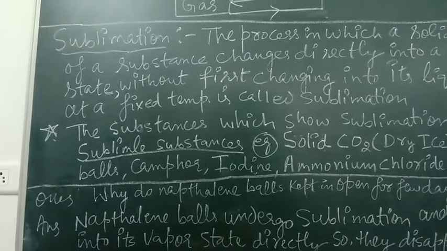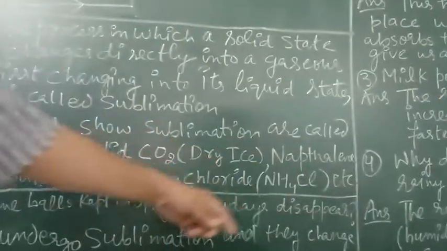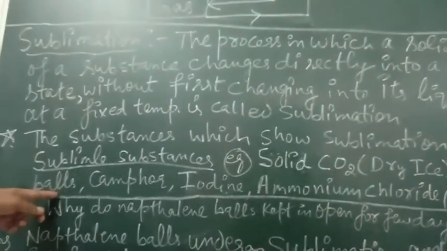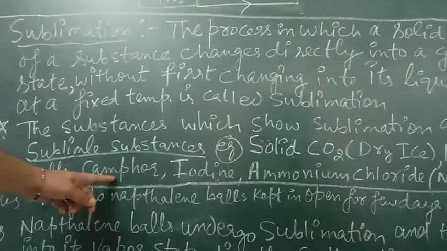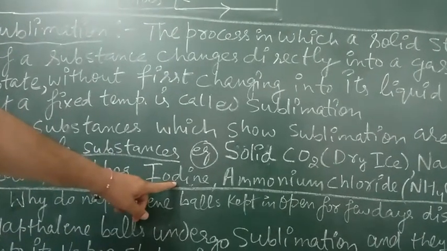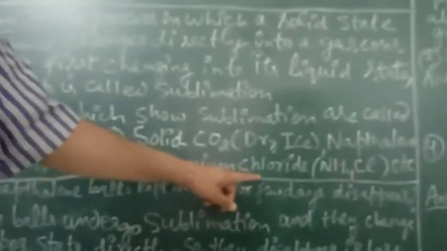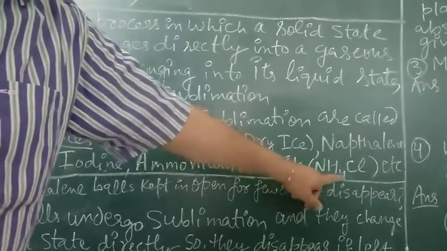And there are some examples. We have in examples naphthalene balls, camphor, a piece of camphor, iodine, which is a non-metal, ammonium chloride, which is a compound, NH4Cl.